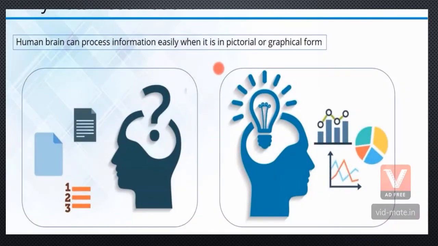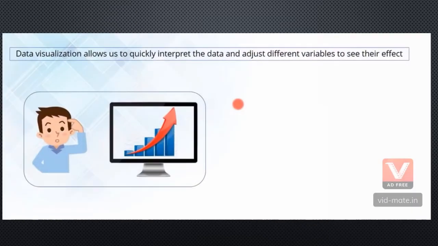First of all, the human brain can process information easily when it is in pictorial or graphical form. Some of the data stored in the brain we can't access easily, but if you show a picture we can easily understand, so we use charts. Data visualization allows us to quickly interpret the data and adjust different variables to see their effect. Whoever sees the chart can easily understand the data.